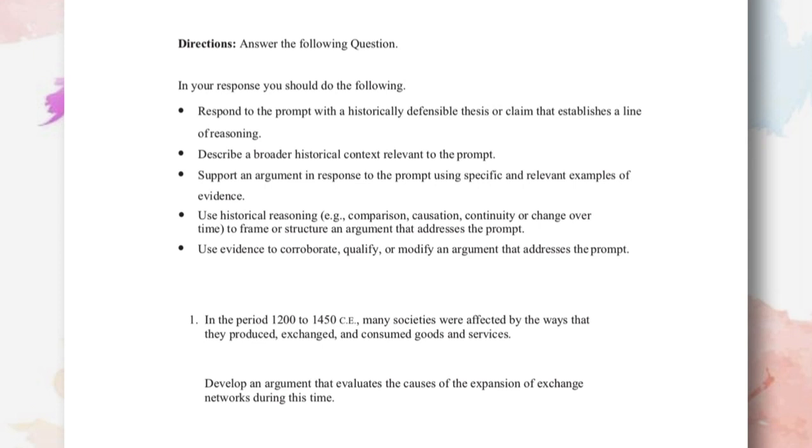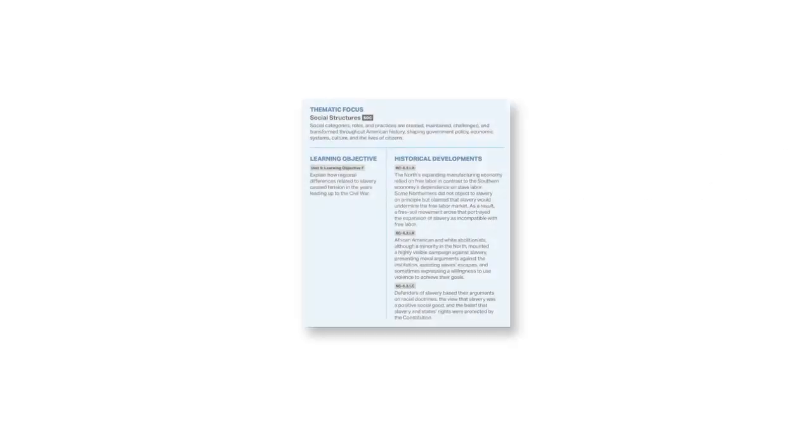Now, just to show you that this is across the board in all the history courses, I want to do something unique here. I want to look at the CED in AP U.S. History. So here's a topic that U.S. History students learn, sectional conflict, regional differences, and the CED looks like this.